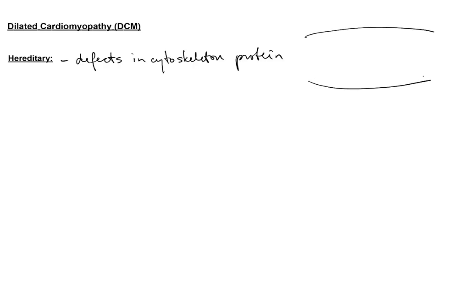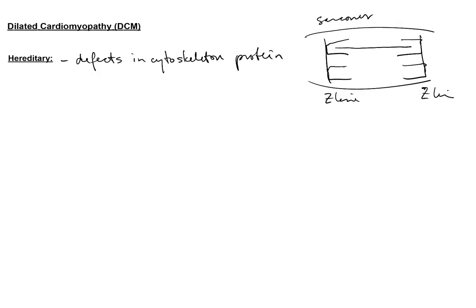Dilated cardiomyopathies are usually described in terms of the hereditary defects, and these are going to be defects in the cytoskeleton protein. Here would be our cell membrane, and within that we're going to draw the contractile unit, which is going to be our sarcomere, the unit between two Z lines. The Z lines form the anchor for our actin protein, and actin interacts with myosin to form the contractile unit.